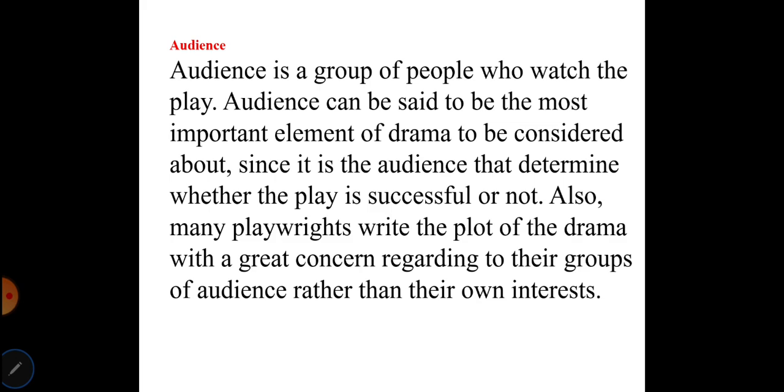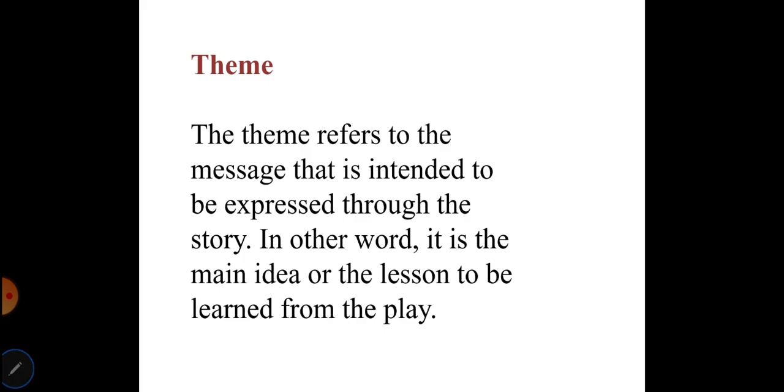And it's no wonder that a lot of writers write the plot of a play while they keep in mind the groups of audience who are going to watch the play. So any playwright has in mind the satisfaction of the audience who are going to watch the play. All right. Another element that I am sure you are familiar with is theme.